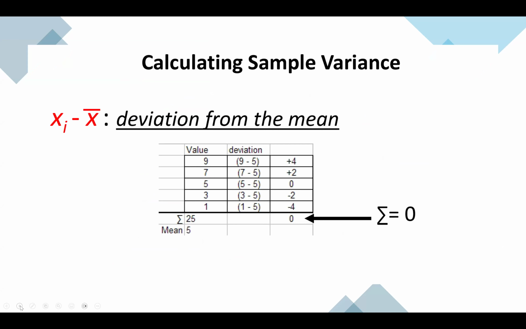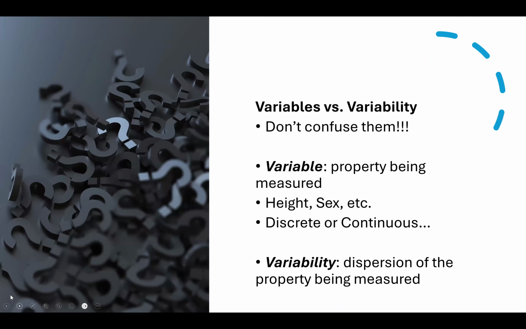So deviation from the mean is what we call sample variance. So basically you're just figuring out how many numbers it is away from the middle. Okay, does that make sense?